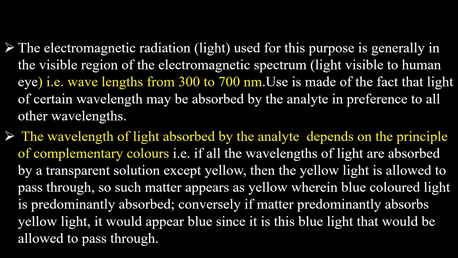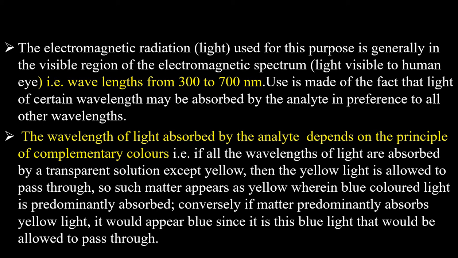Light visible to the human eye ranges from a wavelength of 300 to 700 nm, and use is made of the fact that light of certain wavelength may be absorbed by the analyte in preference to all other wavelengths. Means the light of a particular wavelength may be absorbed by the analyte, which is to be considered or studied, in preference to the other wavelengths.